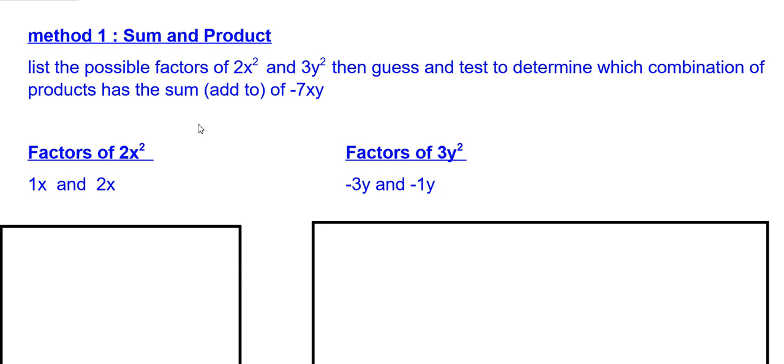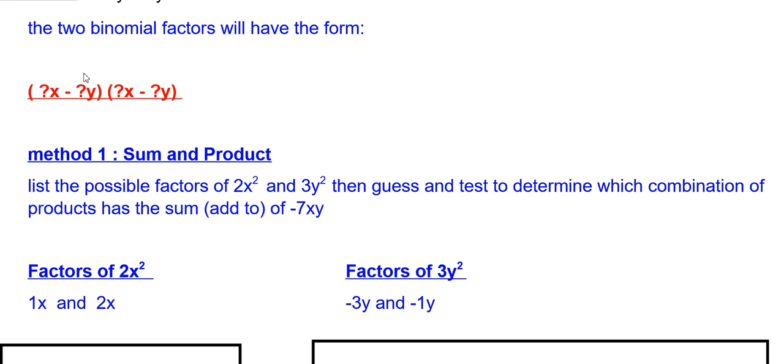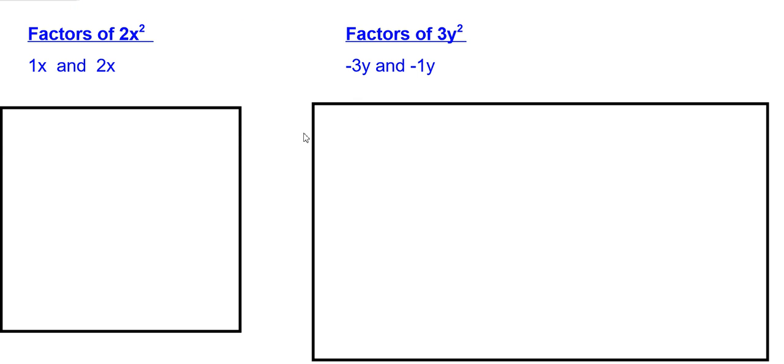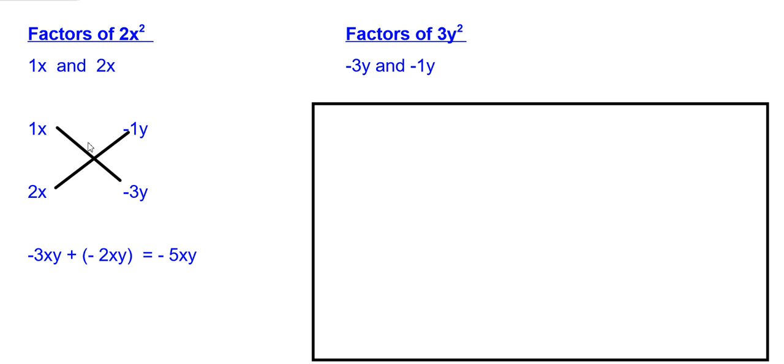So we're going to list the possible factors of 2x squared and 3y squared, then guess and test to determine which combination of products has the sum, so adds to negative 7xy. So my factors of 2x squared are 1x and 2x. My factors of 3y squared are negative 3y and negative 1y. Now, I'm going to list my factors vertically, not horizontally. So 1x and 2x are going to go one over the other. My negative 1y and negative 3y are one over the other.